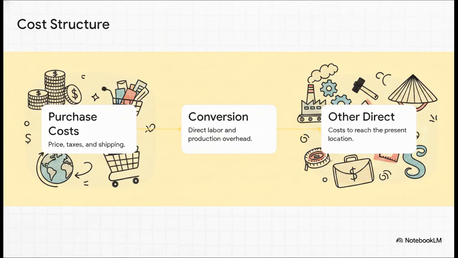This is the direct labor and overhead required to physically transform that raw material into a product. And Step 3 covers any other direct costs needed to get the inventory to its present location and condition, like, say, custom design fees for a very specific client order.